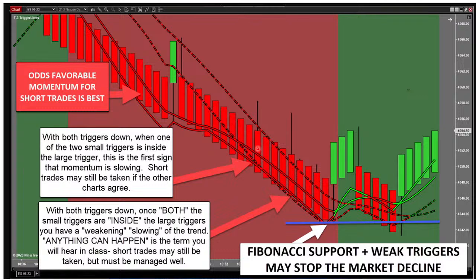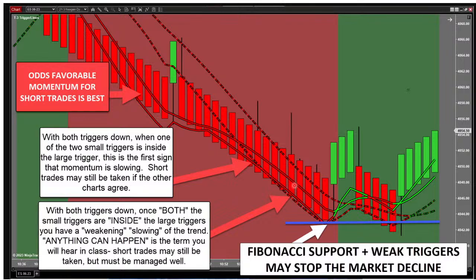But with both triggers down, when one of the two small triggers is inside of the large triggers, this is the first sign of momentum slowing. Remember, you're a chart reader, and your chart reading has just told you that momentum is waning, which means that shorts can still be taken as you grow with the software, as you understand, but you're going to rely on your chart reading to make sure that the other charts agree. And then finally, with both triggers down, once both of the small triggers are inside of the large triggers, you have a weakening or a slowing of the trend. Visually, you can recognize that your advantage of momentum is gone.